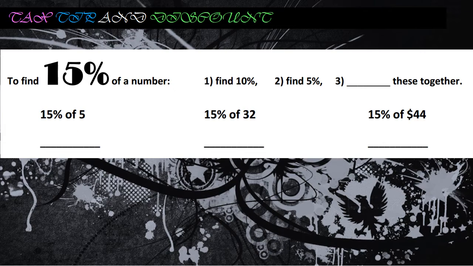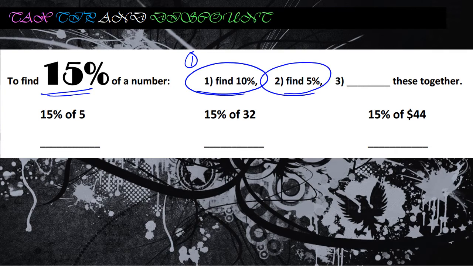So now we've got a couple of steps to find a discount for 15%. Step number 1 is we find 10%. Step number 2 is we find 5%. And then we add those two totals together. What I'm going to do is write down the two totals first and then add them together. I'm not going to do all 3 steps in my head.